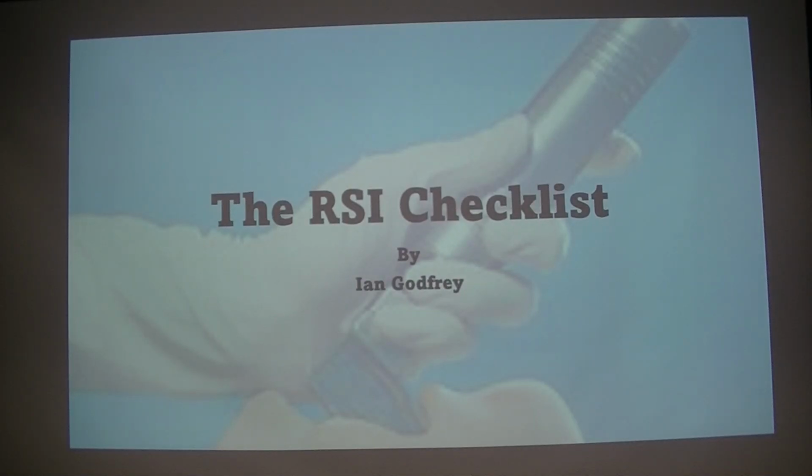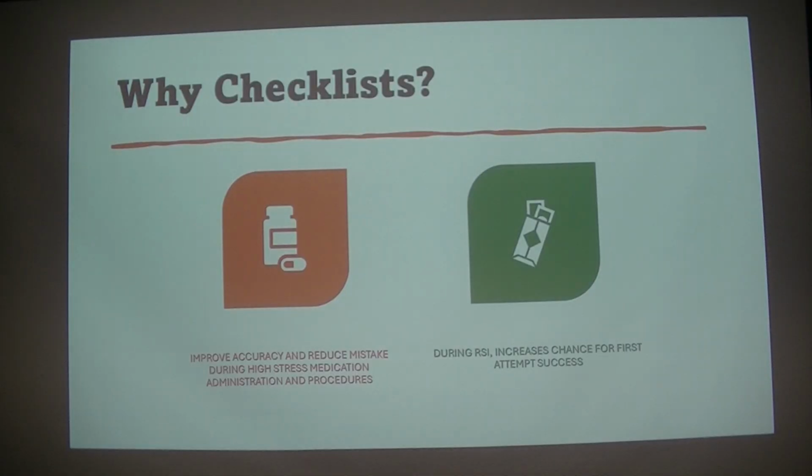The RSI Checklist. Why do we use checklists? To improve accuracy and reduce mistakes during high-stress medication administration and procedures. And during RSI in particular, it increases our chance for first attempt success.